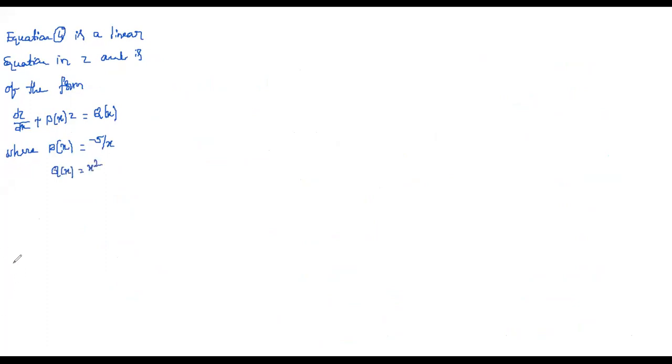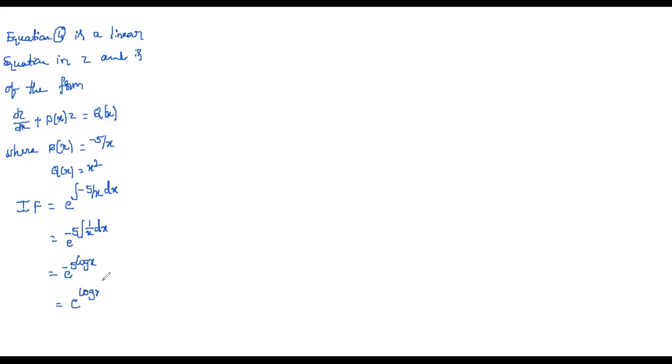Now we have to find the integrating factor. The remaining procedure is as usual. Integrating factor is equal to e power integral of minus 5 by x dx. So this is equal to e power minus 5, which you can write outside because it is a constant, integral 1 by x dx. So this is equal to e power minus 5, and integral of 1 by x is nothing but log x. So this is in the form of m log a.